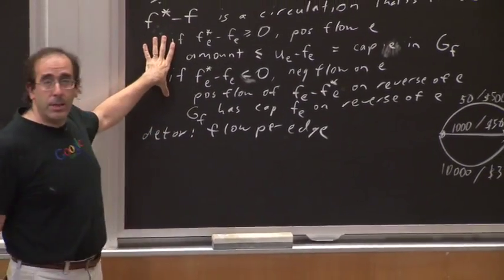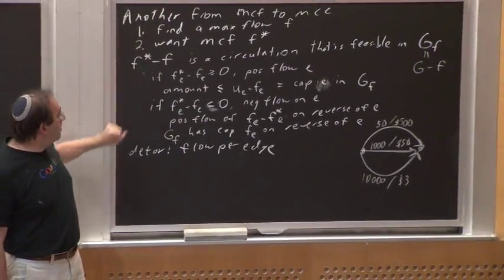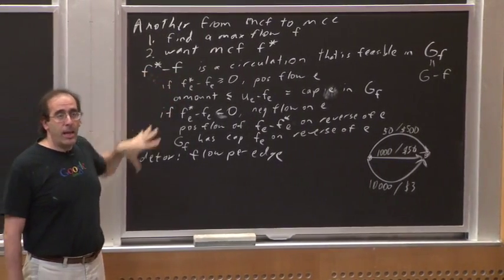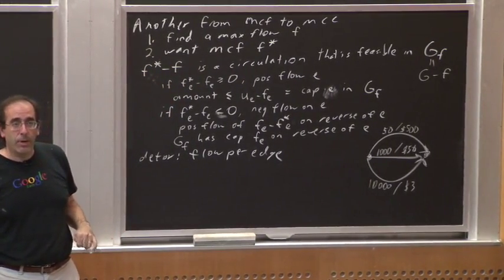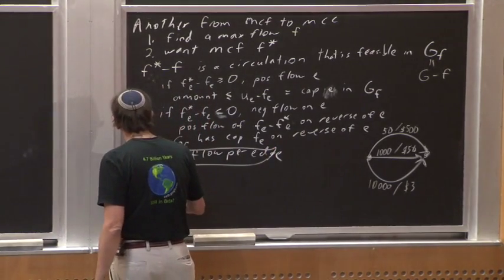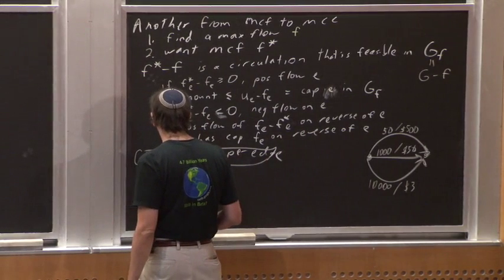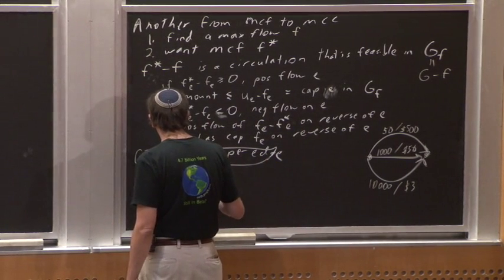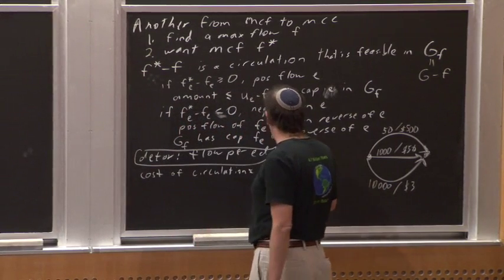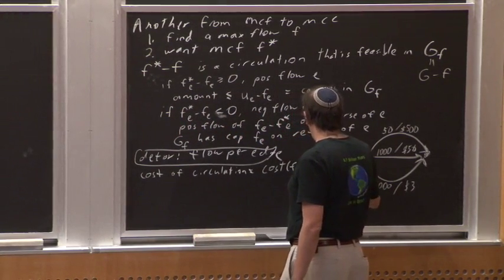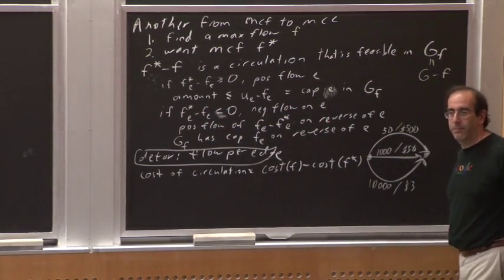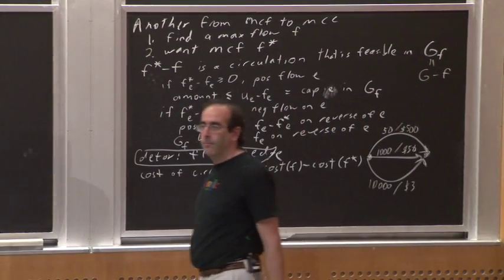But now we've completed this argument that the difference between the flow we found and the min-cost flow is a circulation, right? So let me box this detour. So now the cost of the circulation is equal to the cost of the flow that we found minus the cost of the min-cost flow, obviously, right? Because everything is linear. Okay.